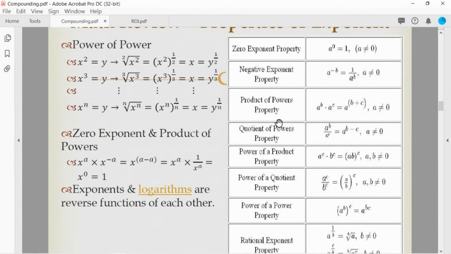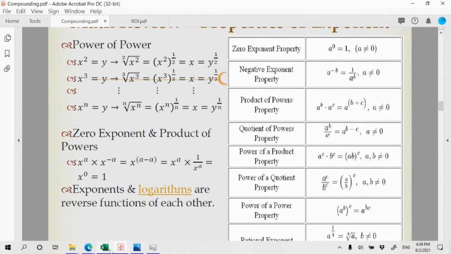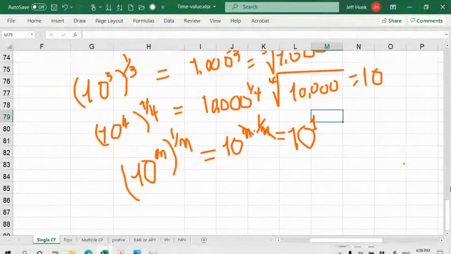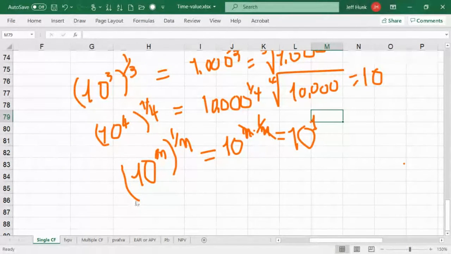And here, negative exponent: something raised to a negative power is 1 over, it's the reciprocal. And the product of powers. In other words, a raised to b times a raised to c, when the base is the same, then you simply add those exponents.